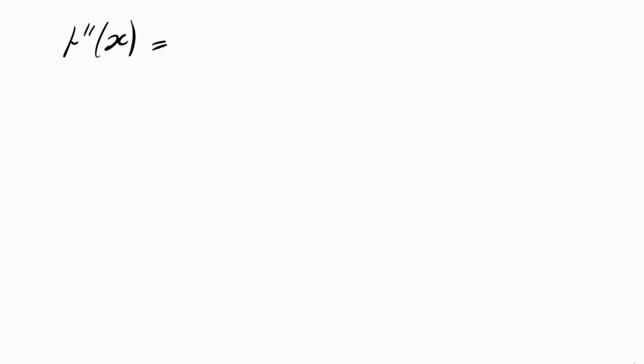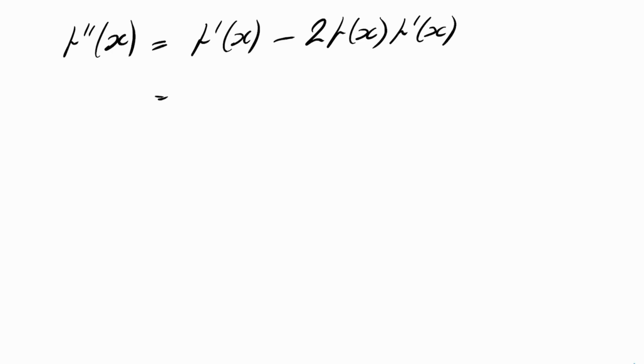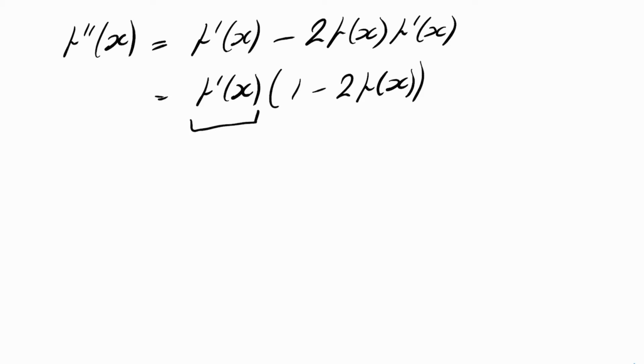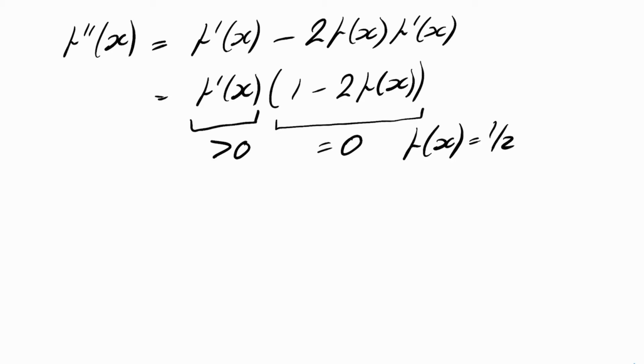Now for the second derivative, well, we can use our formula above, as it's the first derivative minus 2 times the function times the first derivative again. So this is equal to f prime of x times 1 minus 2f. And the reason I've done it like this is because we know this first term is greater than 0, and this second term equals 0 when f of x equals half, which we know corresponds to x equals 0.